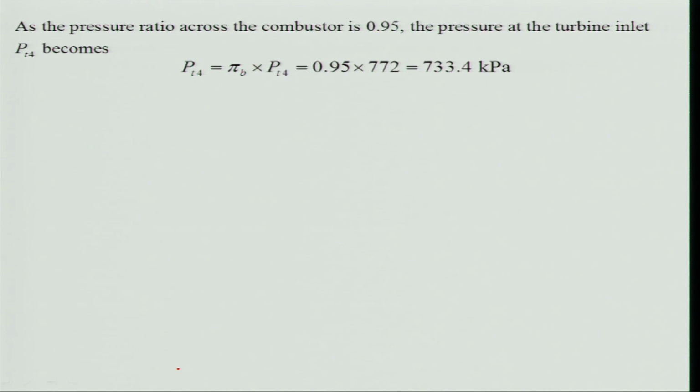The pressure ratio across the combustion chamber is 0.95. So, PT4 will be pi B into PT3, because pi B is PT4 by PT3, the station numbers. If you look at the combustion chamber, this is 3 and this is 4. So, PT4 is pi B into PT3, 0.95 into 772, which will be a little lower than PT3, that is 733.4 kilopascal.